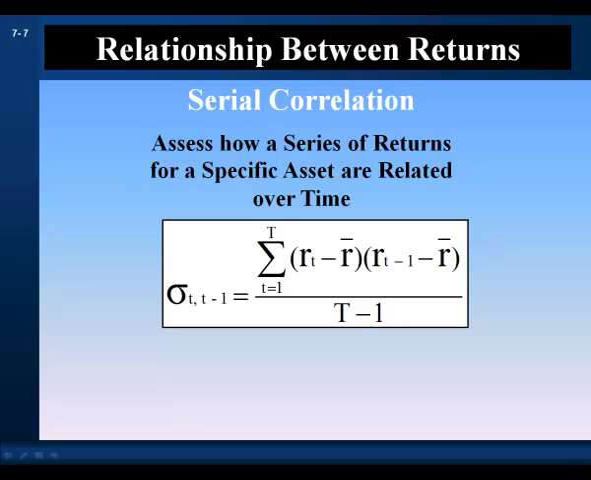Serial correlation measures how the returns of a single security are related over time. We ask, is today's stock return related to past stock returns? For example, if yesterday the stock had a positive return for the trading day, is it more likely that the stock will have a positive return today? Or is it more likely that the stock will have a negative return? Is there a pattern? To look at these relationships, we compute the covariance between adjacent returns in time for a time series of returns.